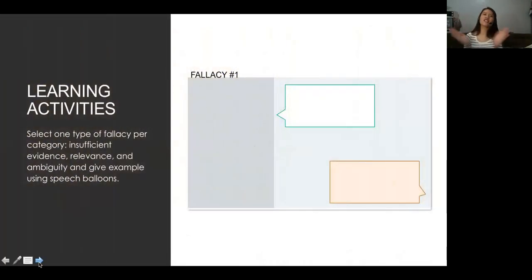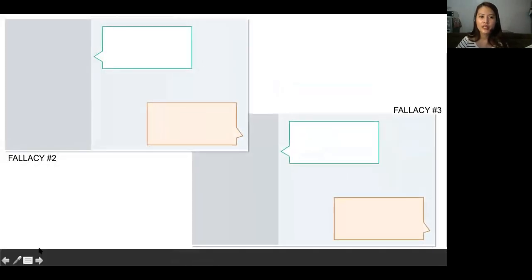So, woohoo! Congratulations! We're done discussing different types of fallacy, 3 categories, and a lot of fallacies. So, your learning activity for today is to write real-life examples of those fallacies. Okay? And then, for the second day, which is Friday, you need to select one type of fallacy per category. We have insufficient evidence, relevance, and ambiguity. For each category, I want you to give examples using speech balloon. Okay? So, fallacy number 1, fallacy number 2, and fallacy number 3 for Friday.